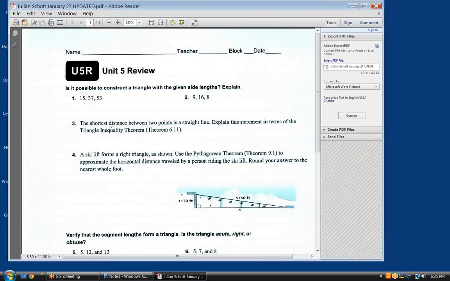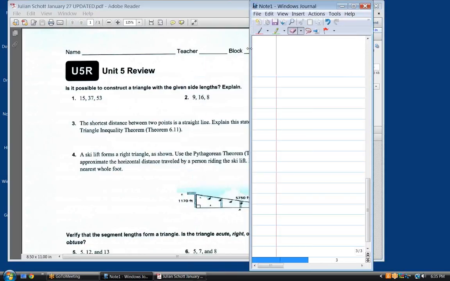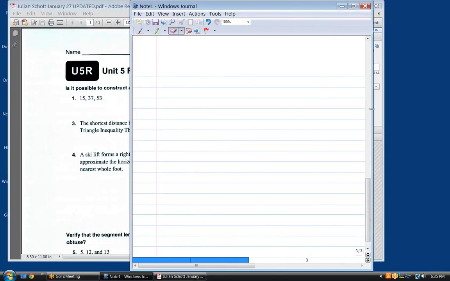So using that principle, is number one possible? No. Well, you have to check all three sides. No, why? Because 15 and 37 add to more than 53. Actually, they don't. They add to 52. So then, yes. Now, hold on. Remember, we have to check all rules for all three sides.